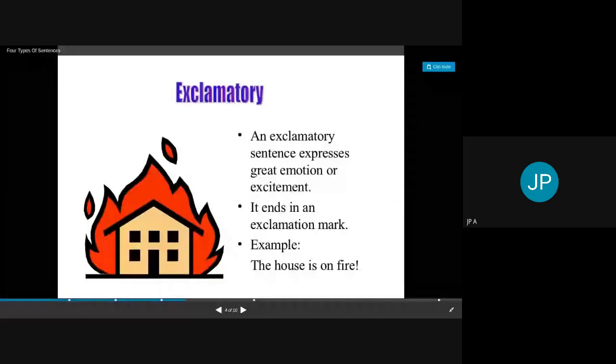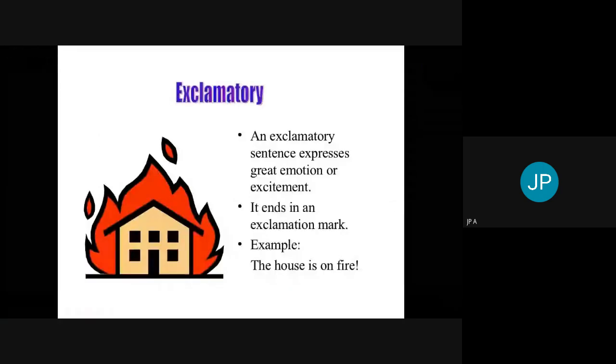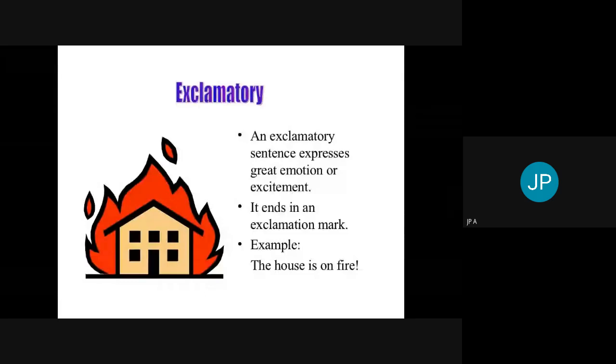So the next type of sentence is an exclamatory sentence. Okay, exclamatory sentence. So that is the next type of sentence. So we discussed plain sentences or assertive sentences or declarative sentences.